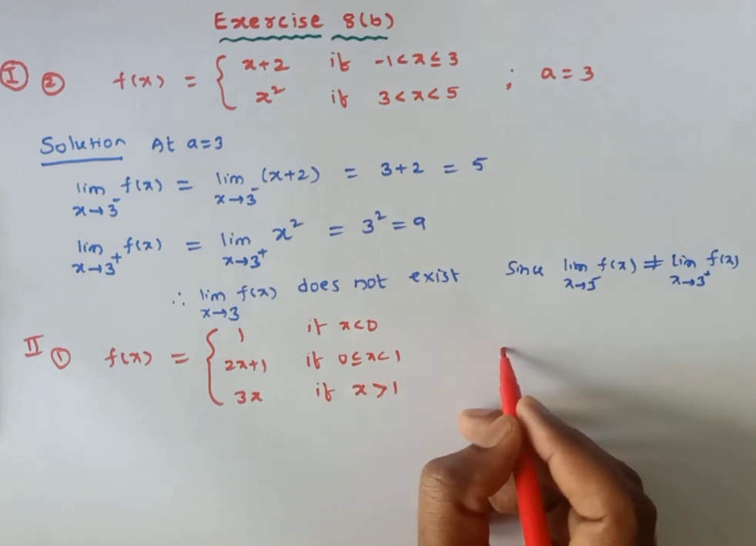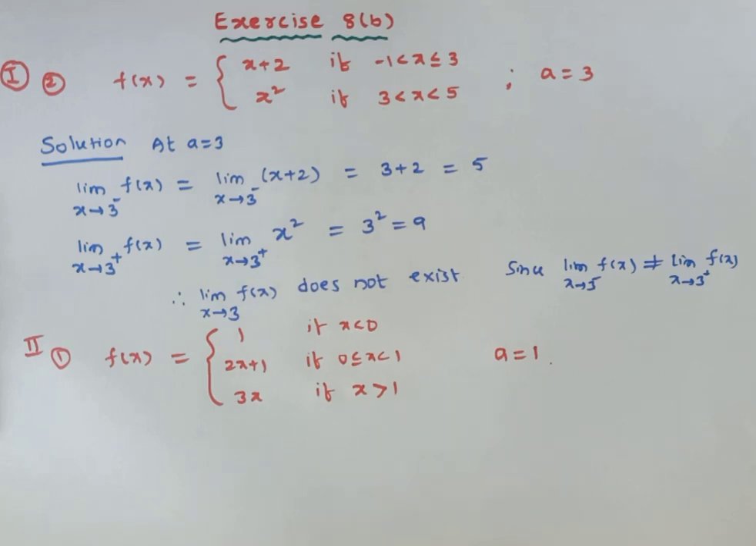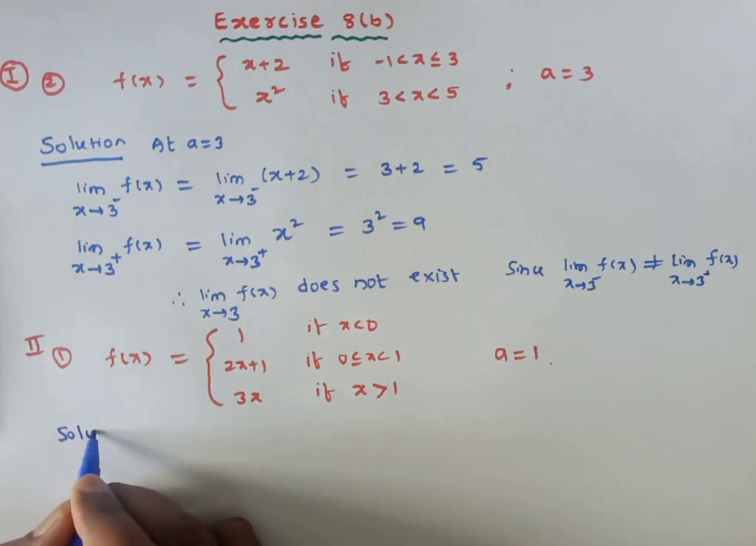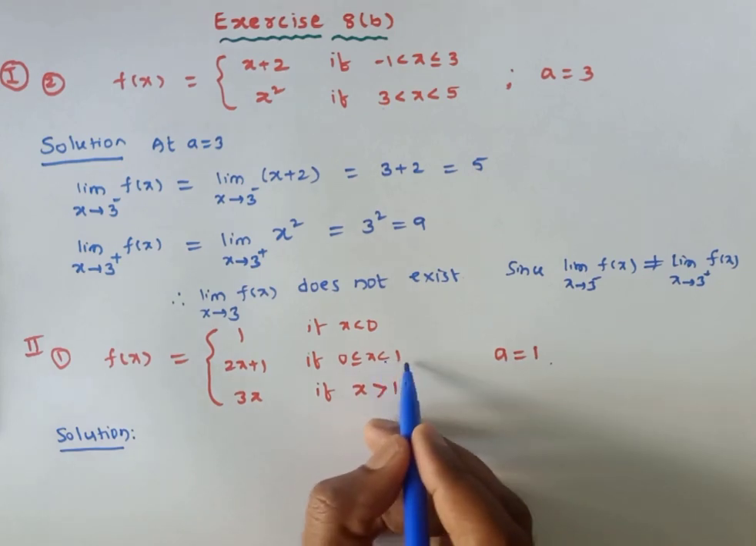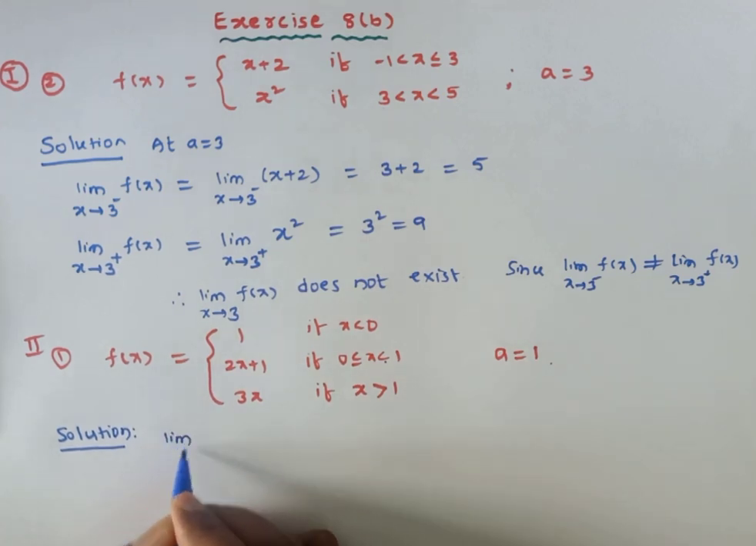You can find the limit of this function at a equals 1. We could find at 0 also, but the question is you need to find at a equals 1 only. So 1 is an interior point, because here we have x less than 1 and x greater than 1. So you need to check the left and right hand limits of 1. First let us check the left hand limit.